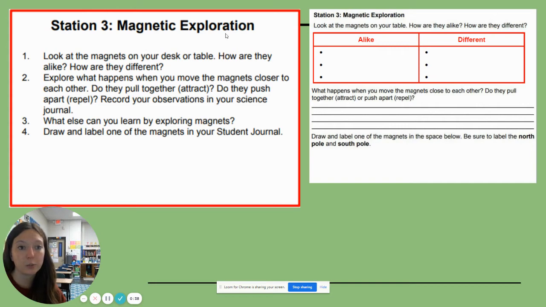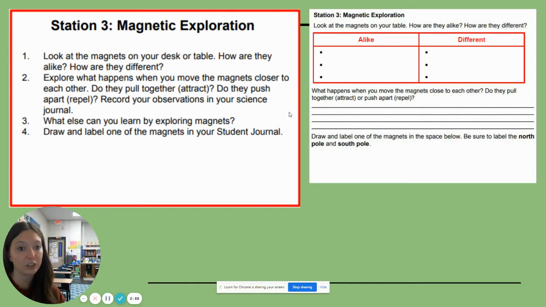Station 3, magnetic exploration. It says look at the magnets on your desk or table. For this, you'll watch the video. How are they alike? How are they different? Explore what happens when you move the magnets closer to each other. Do they pull together, which means attract? Do they push apart, which means repel?